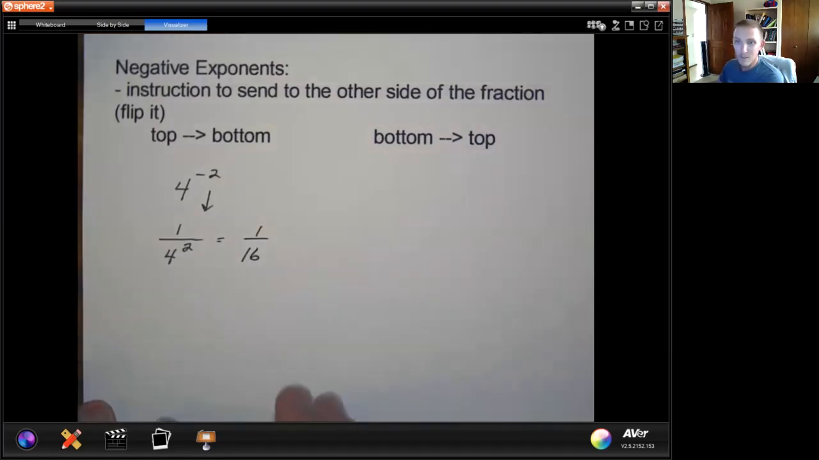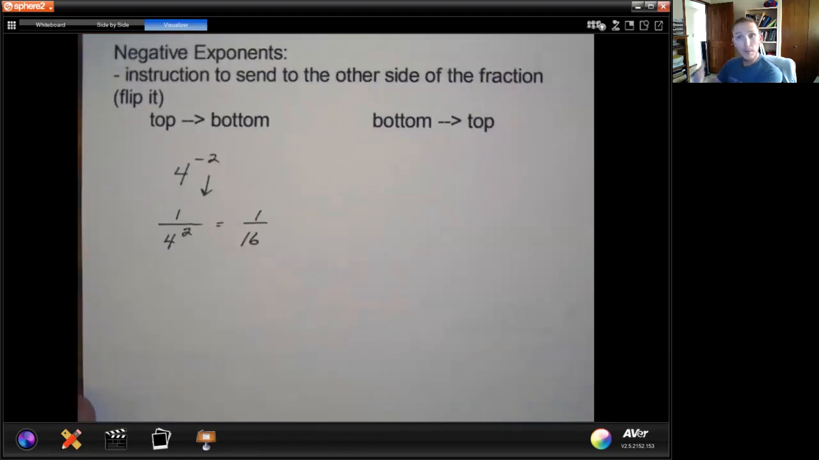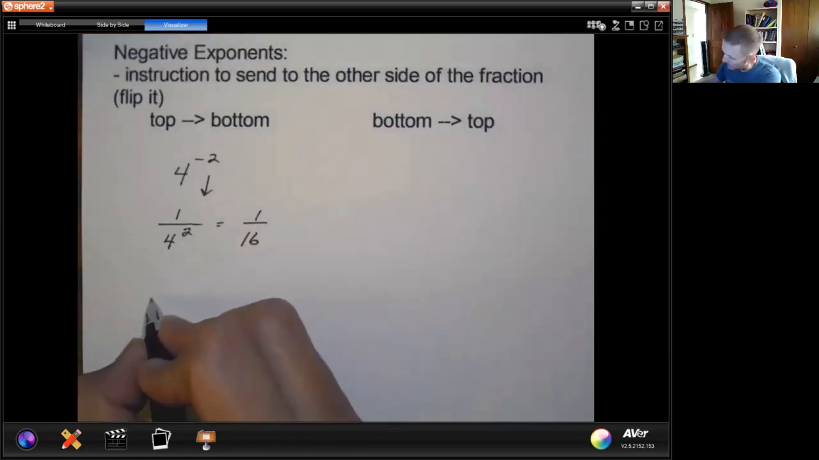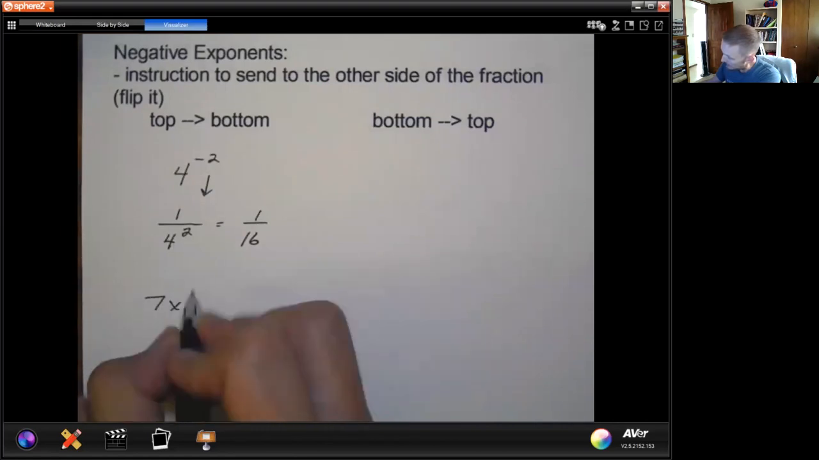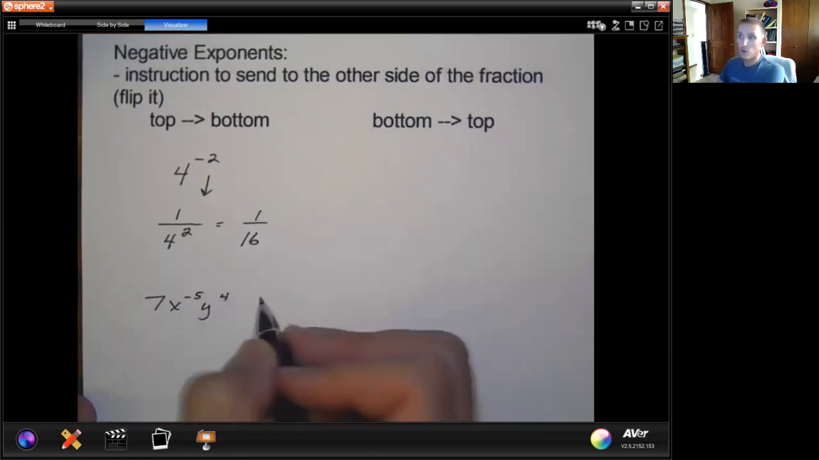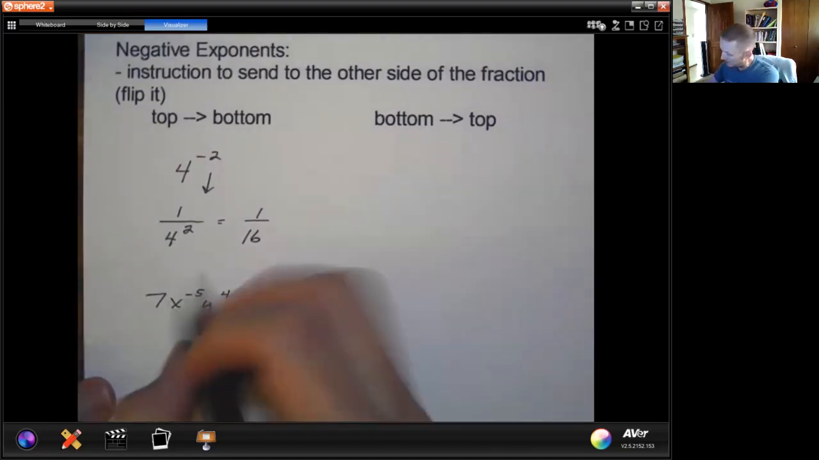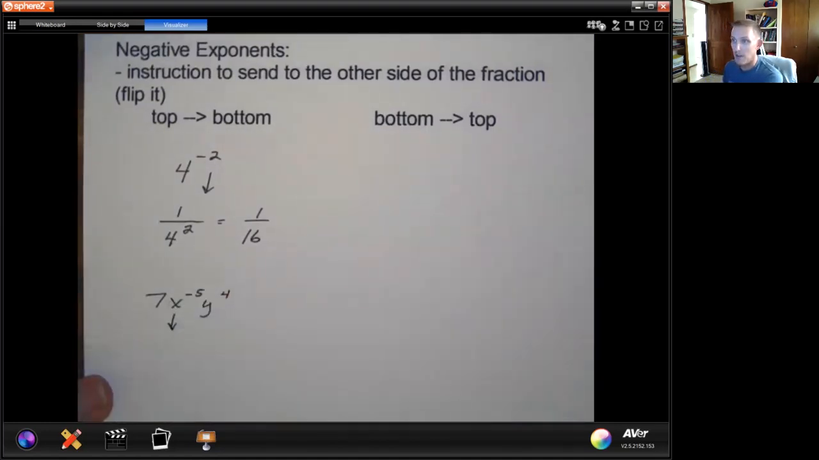Okay. Well, what if I have some negative exponents, but not everything is negative? So what if I have something that looks like this? 7x to the negative 5th, y to the 4th. There's one thing in that particular problem with a negative exponent, and that is the x to the 5th. So the x to the 5th is going to have to move to the bottom.